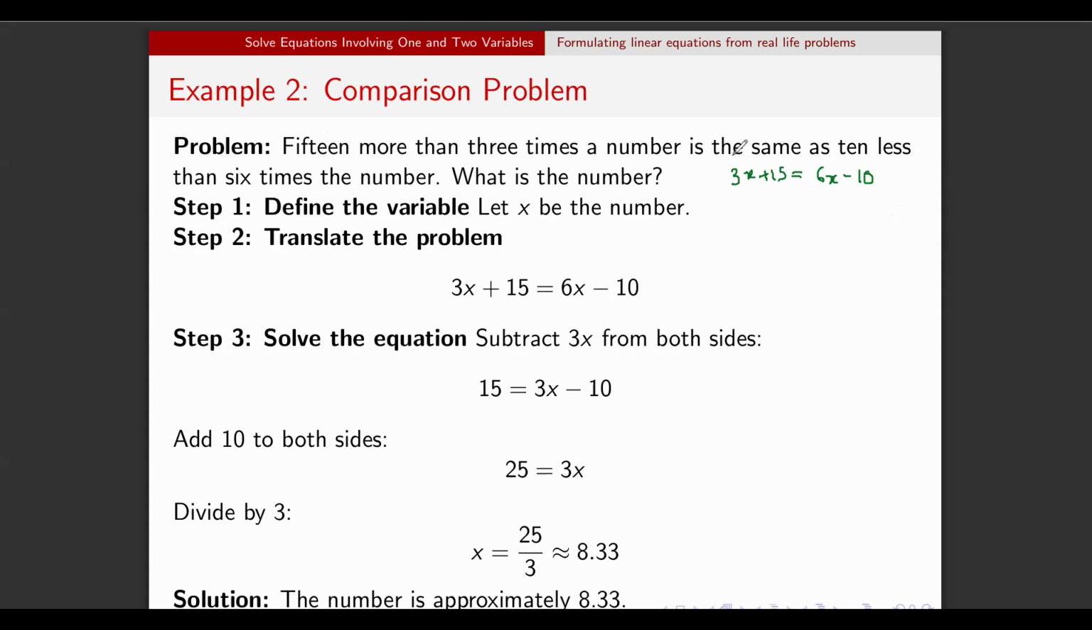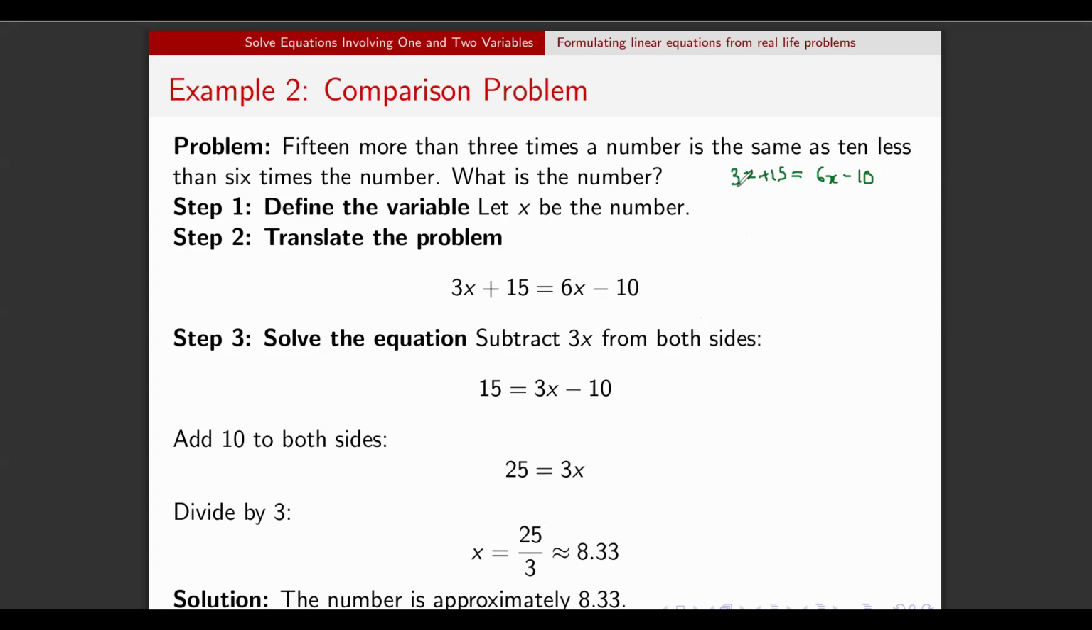So you must make sure you use the same variable. The first one says 15 more than 3 times a number, and I chose x. And it says it's the same as 10 less than 6 times the number, so you're referring to the same number. So you must use the same variable. And we have 3x plus 15 equals 6x minus 10. At this point, you use the process we went through for solving linear equations to solve for x. When you simplify, you should get x equals 25 over 3, which is approximately 8.33.